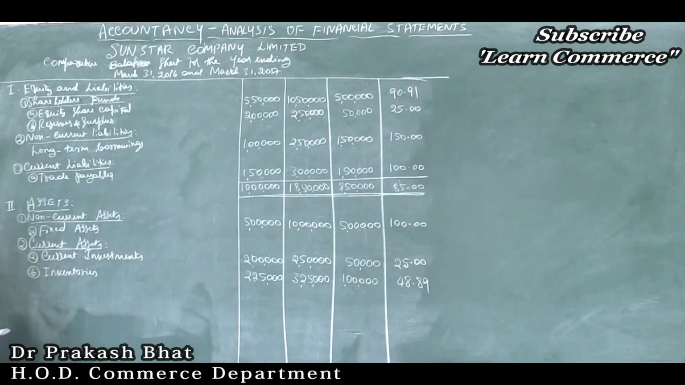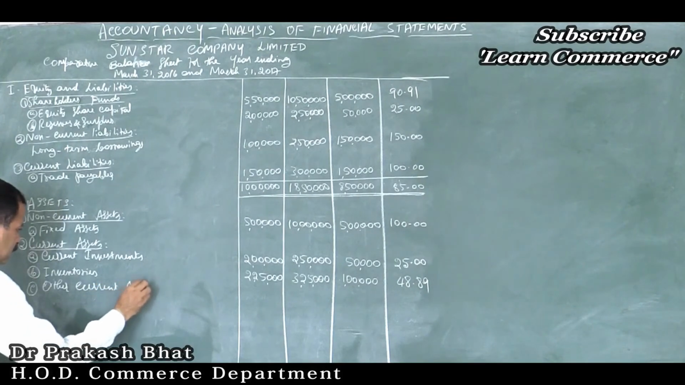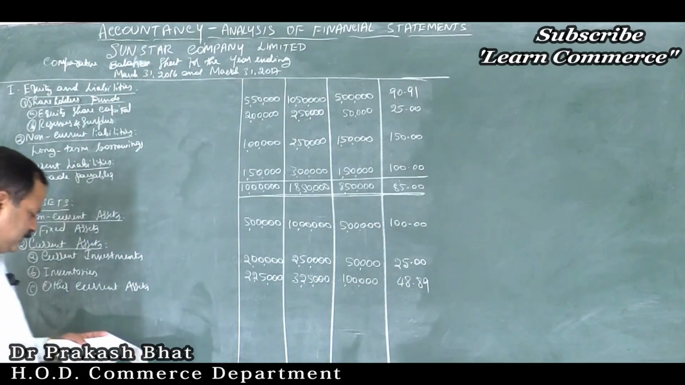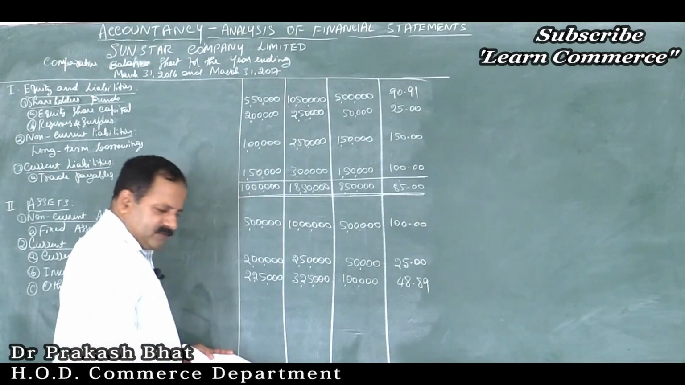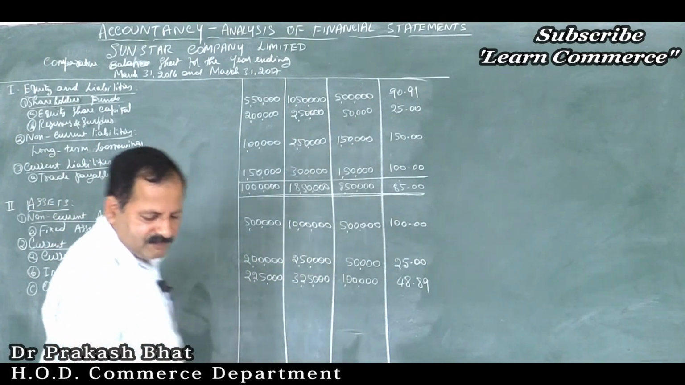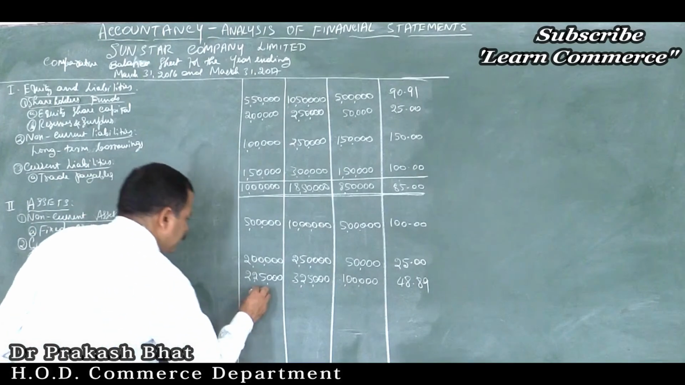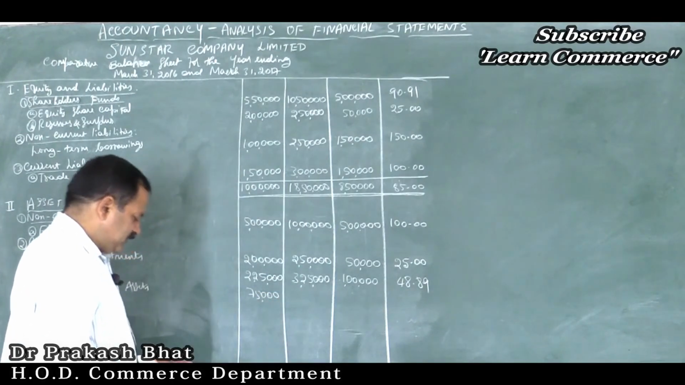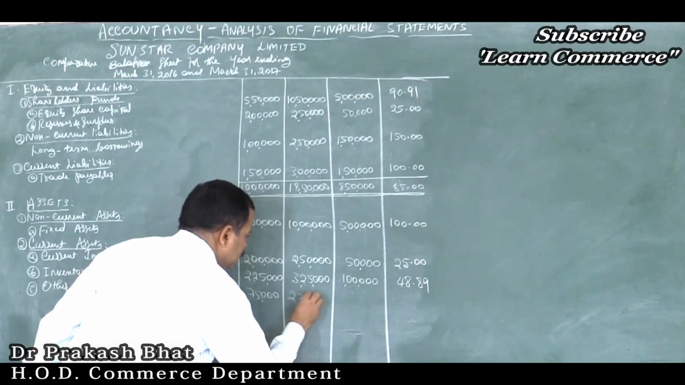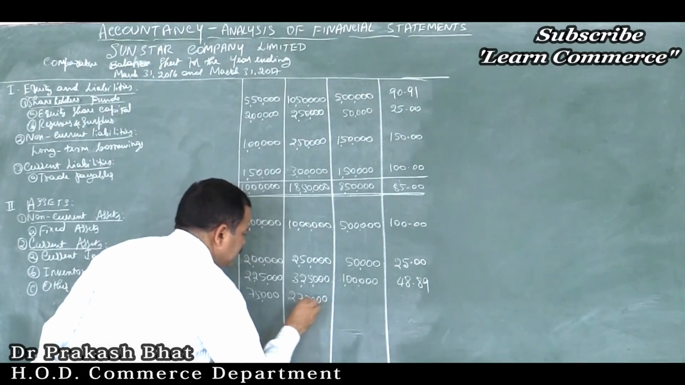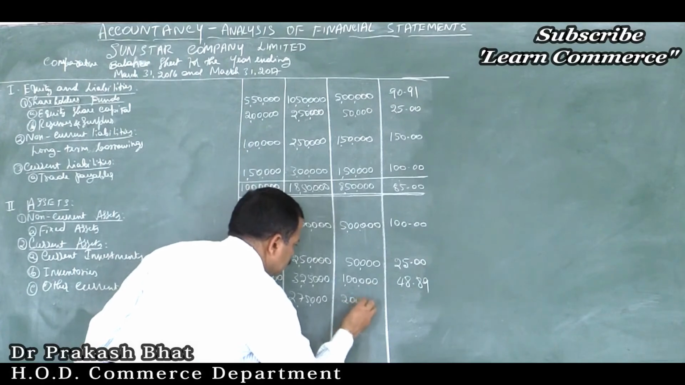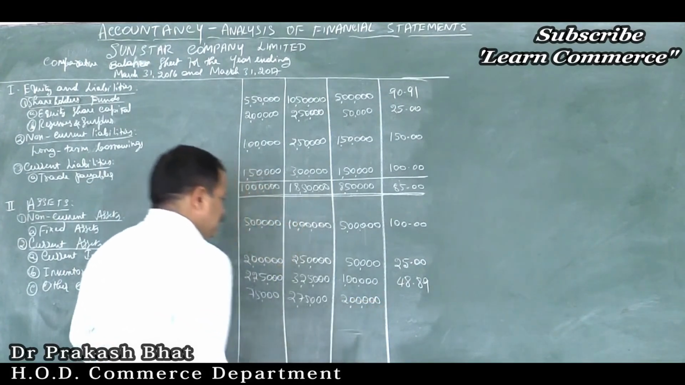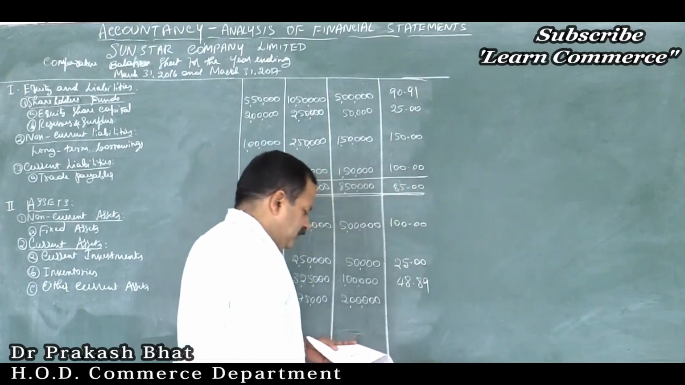Last one, point C, other current assets. How much is it? 75,000 and 2,75,000. Is it correct? Yes, it is. So there is an increase of rupees 2 lakh. Percentage is 266.67.